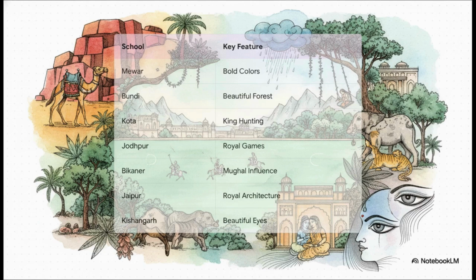Soft, delicate, Mughal-influenced lines, Bikaner. Perfectly balanced narrative storytelling like Ram in the forest, Jaipur. And finally, those mesmerizing, exaggerated lotus eyes, that can only be Kishangarh's Bani Thani.